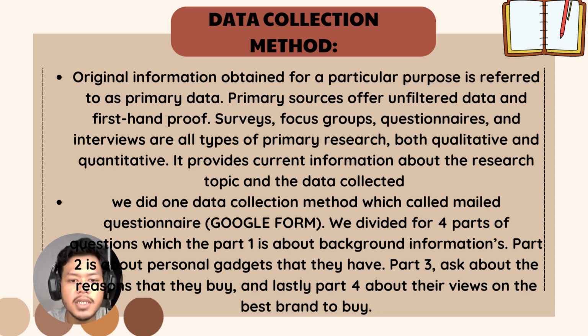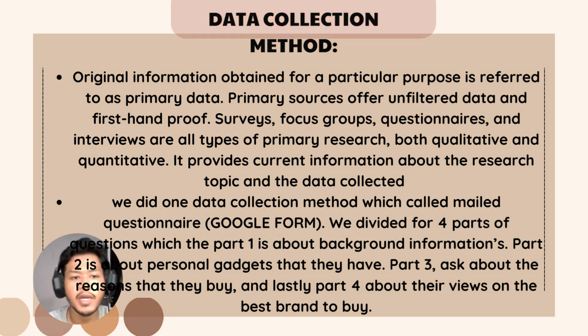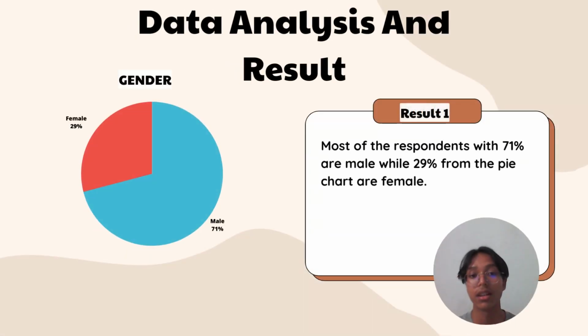All this starts with one data collection method which is called the questionnaire. We distribute the Google form to our sample, UiTM Jasin, and create a series of straightforward and easy to understand questions for other young people. We divided it into 4 parts of questions. Part 1 is about background information and they need to answer the questions honestly. In part 2, we put several questions about the personal gadgets that they have. In part 3, we ask about the reason that they buy, and lastly, part 4 is about their views on the best brand to buy.